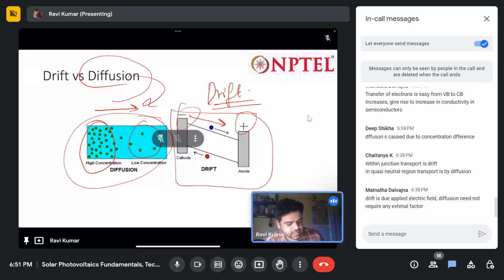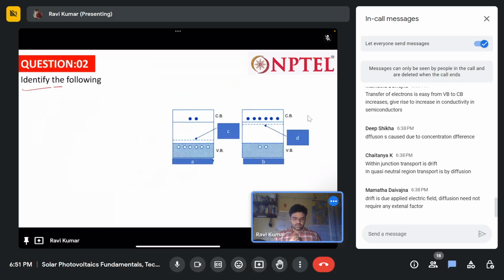Okay, let's move to the next part. Based on the band gap theory, you just need to identify some points in this figure. Please identify this A, B, C and D. A and B are the type of semiconductor, and C and D are levels, acceptor or donor.